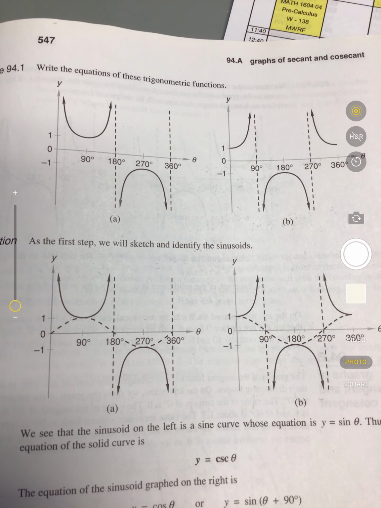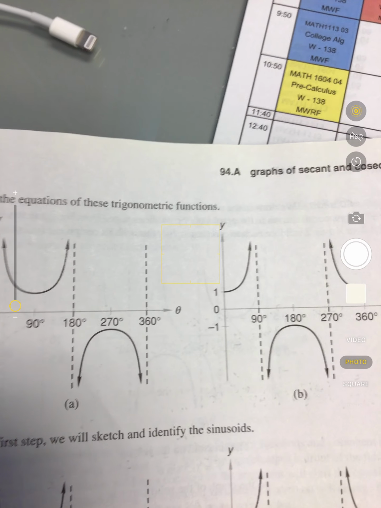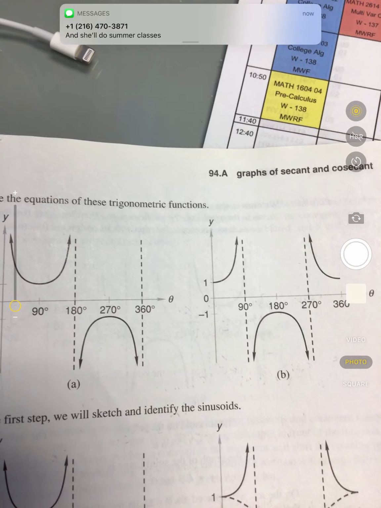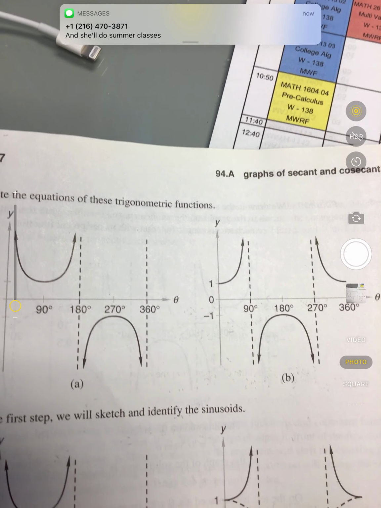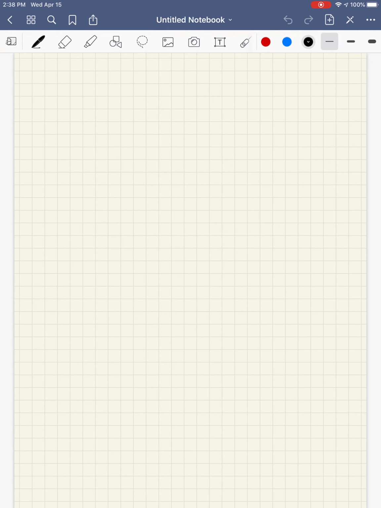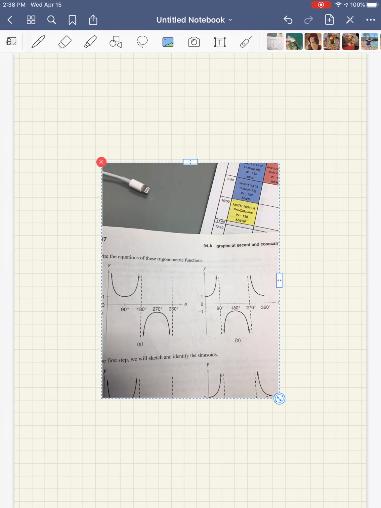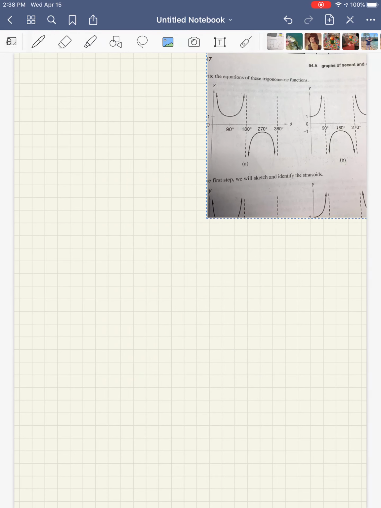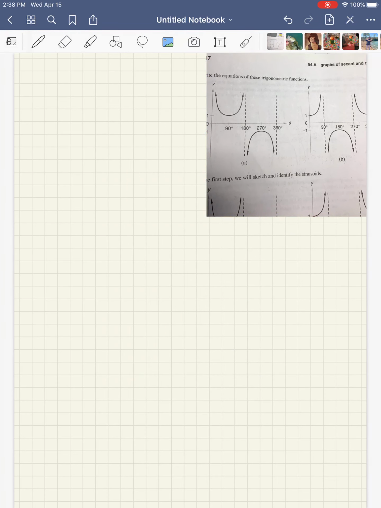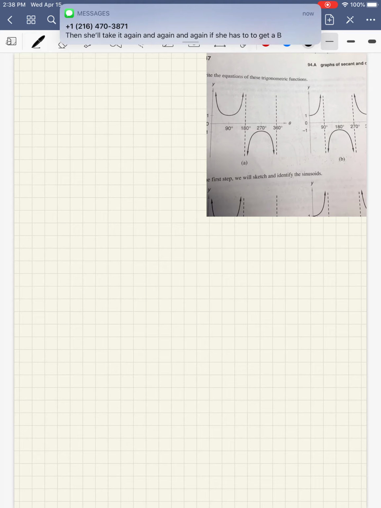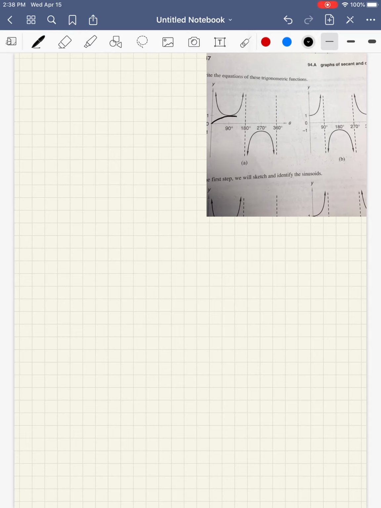Take pictures of just these two. Bring that in here. All right, so we haven't done anything that looks like this before. So in order to do this, what you need to do is think about the graph that goes like this. Comes through here and here.